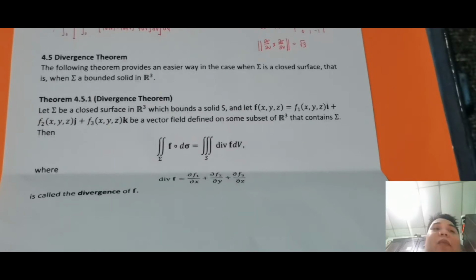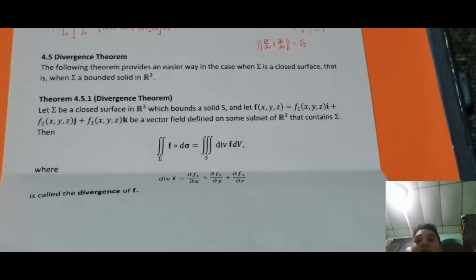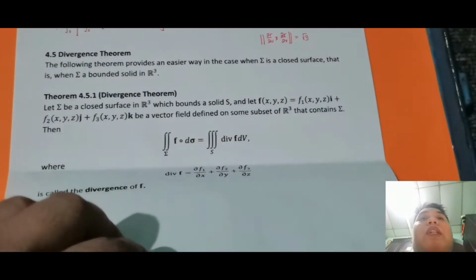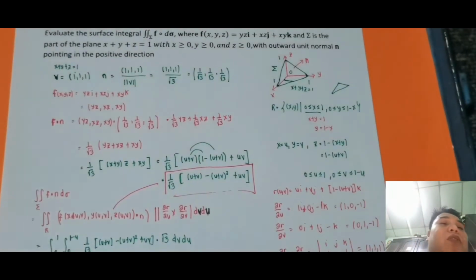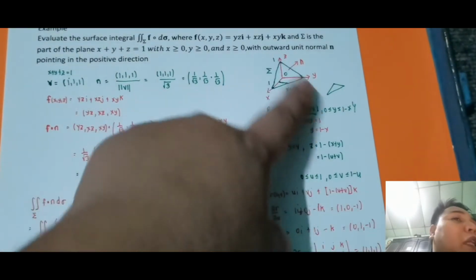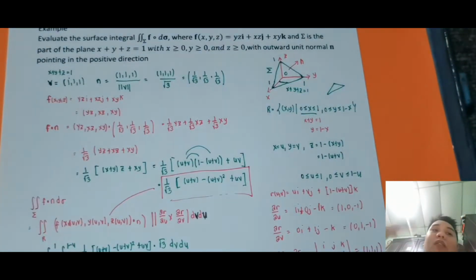So, again, si divergence theorem is something shortcut pero merong mga limitation. Limitation niya is something na yung sigma is closed surface, that is, when sigma is a bounded solid in R3. So, ano ba pinagkaiba dun sa mga previous example natin? Sa mga previous example kasi natin, yung sigma natin is part lang ng plane sa taas, ayun lang. So, hindi siya totally bounded solid.